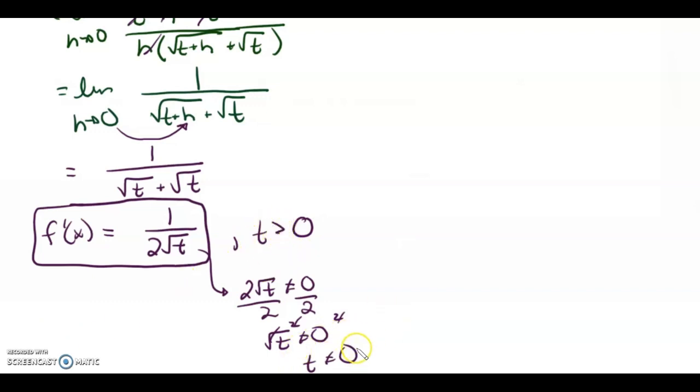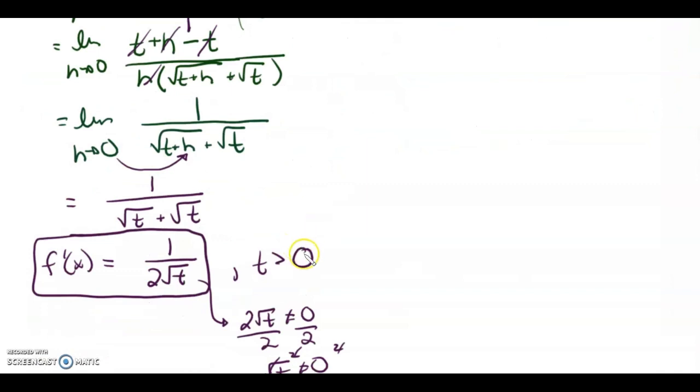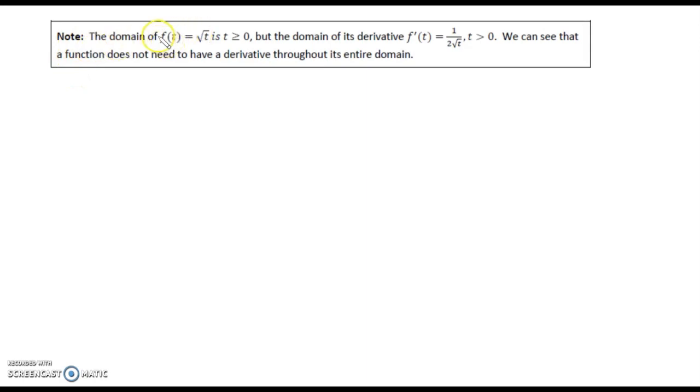Okay, so the overlap of t cannot equal 0 and the original domain is going to be t is greater than 0. So note, the domain of f at x equals root t is greater than or equal to 0. But the domain of its derivative, which is f prime at t equals 1 over 2 root t, is actually t is greater than 0. It's a little bit different.